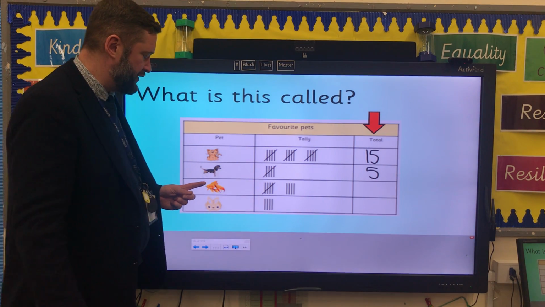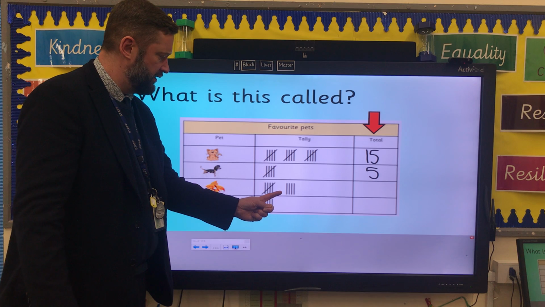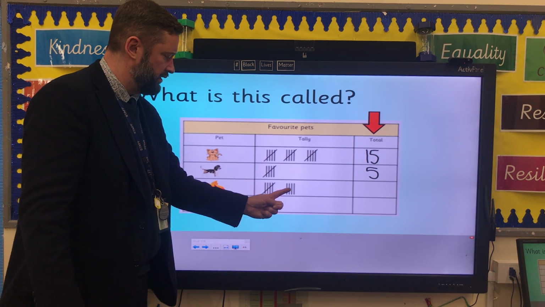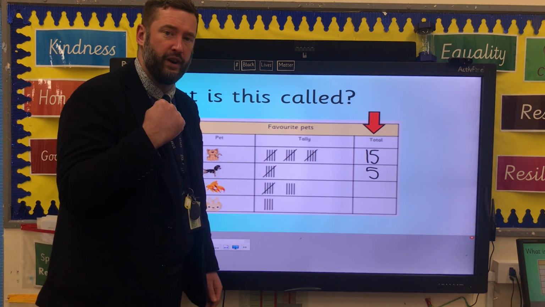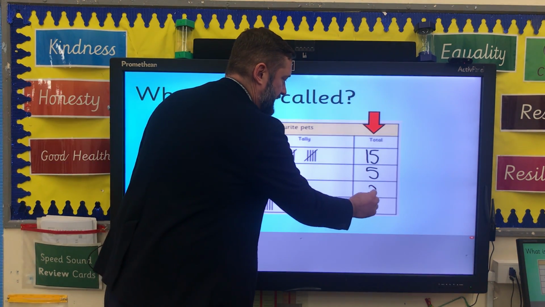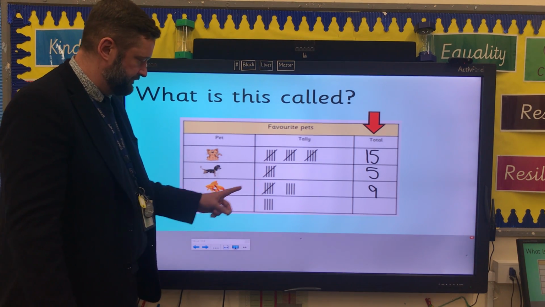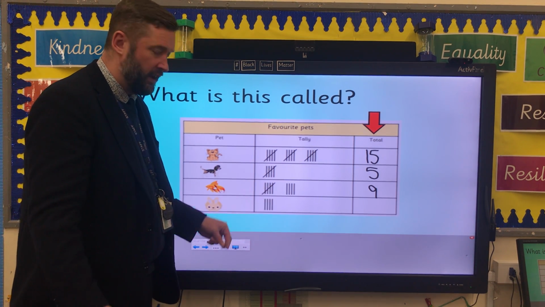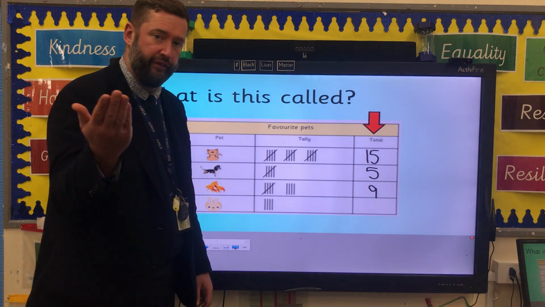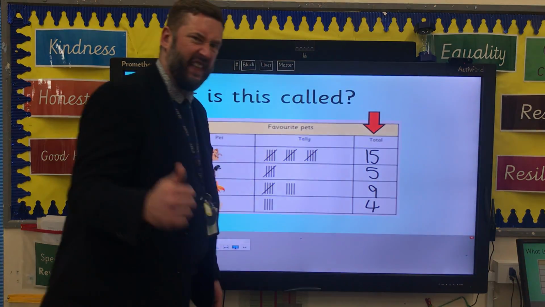How many goldfish were there? Shout out for me. That's right, 9. How many rabbits were there? Shout out for me. 4. Well done. That's a tally chart.